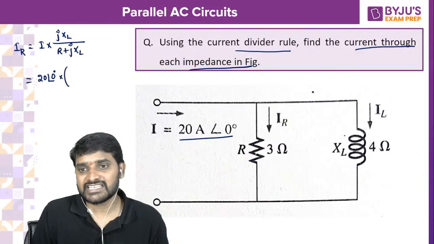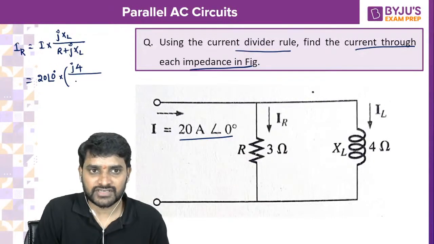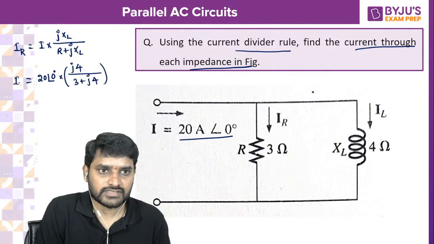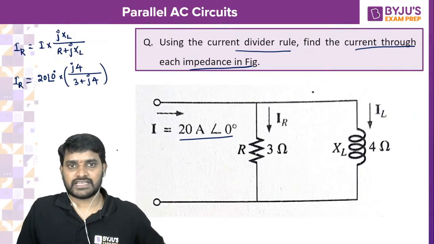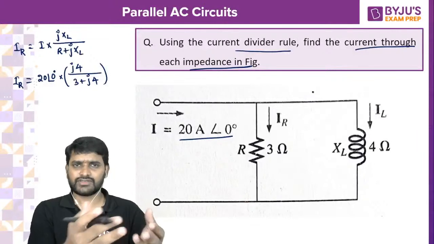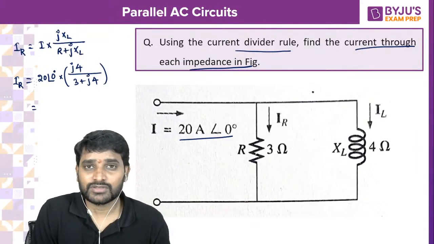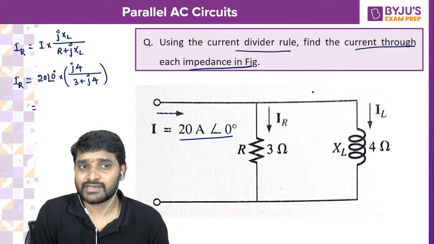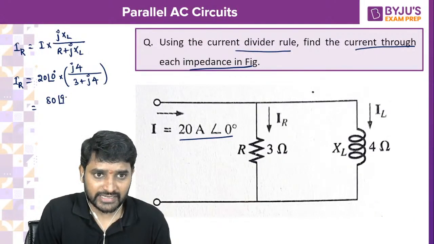JXL is how much? 4. So J4 divided by R plus J4, that is 3 plus J4. Of course, you have to solve it and get the value. So 4 into 20 will be 80. Numerator is 80 at an angle 90.